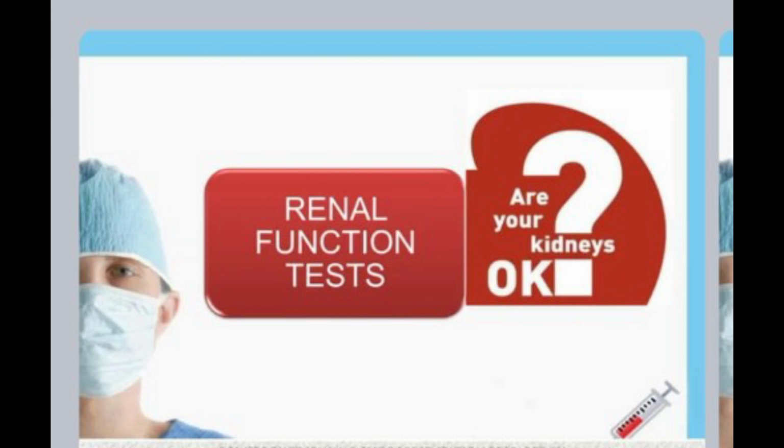Findings: urinary pH, hyperkalemia, hypochloremic metabolic acidosis. Treatment: fludrocortisone is required if there is acidosis or hyperkalemia.